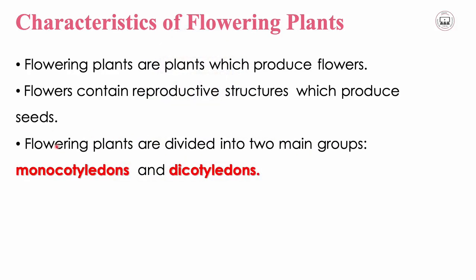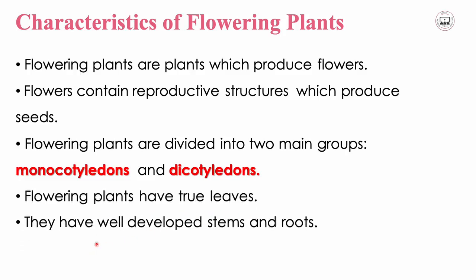So flowering plants are divided into two main groups. One, we have the monocotyledons and the dicotyledons. Flowering plants have true leaves, and then they have well-developed stems and roots. These flowering plants are very common and they are locally available. You can find them at least in any environment.